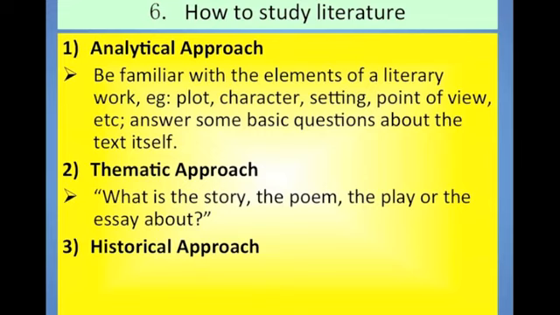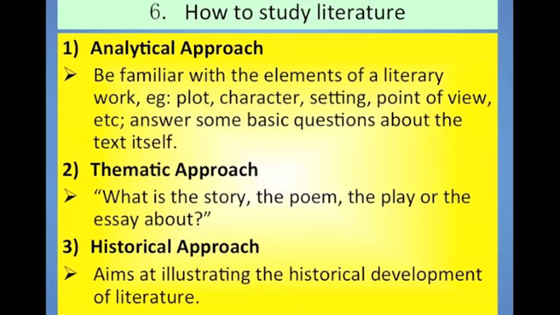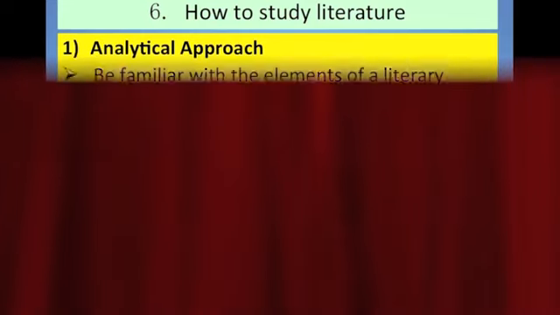Furthermore, we will also look at each text from a historical point of view. By doing this, our goal is to illustrate the historical development of literature. In addition, we will look at the historical events that occurred during the same time the text was produced, and also look at how these events influenced the writer's decision to discuss the ideas discussed within the text.